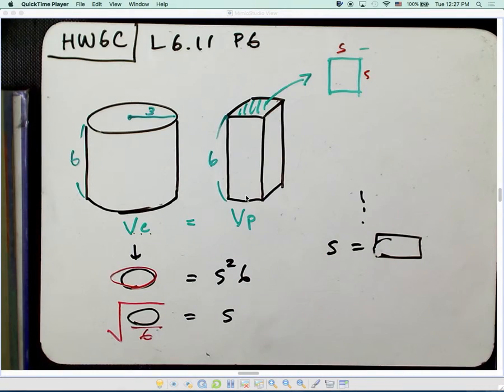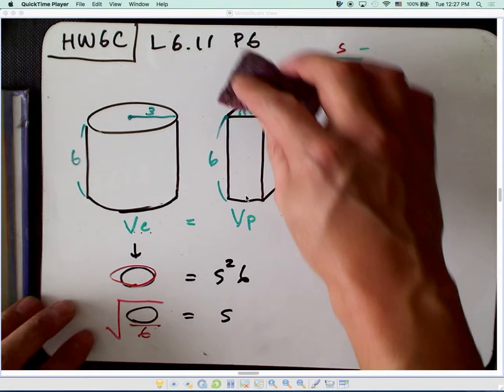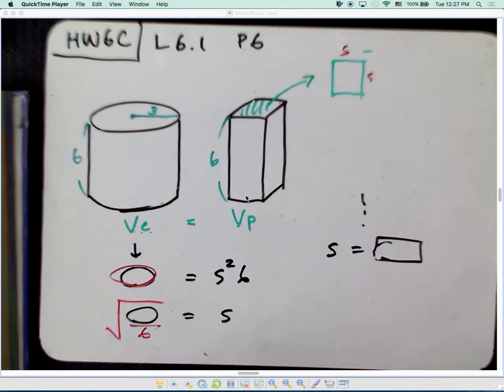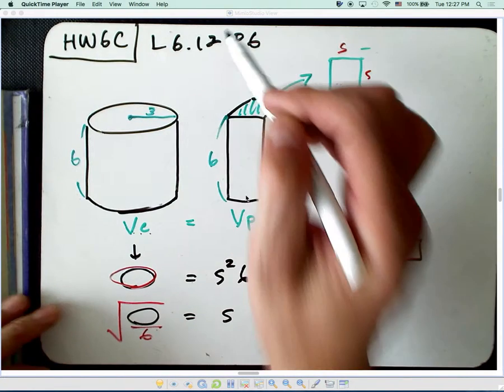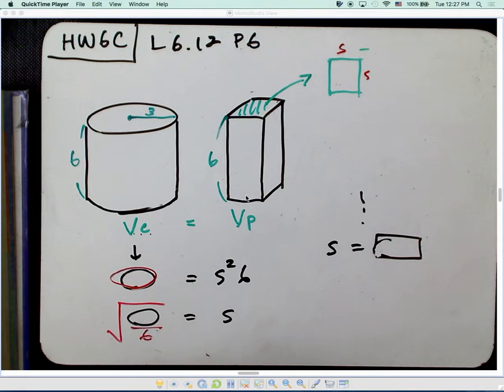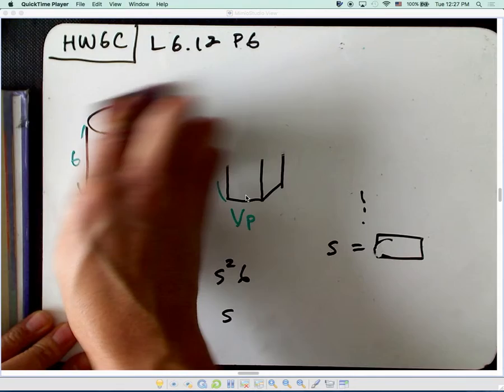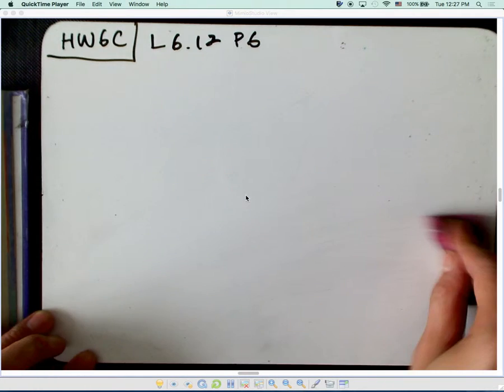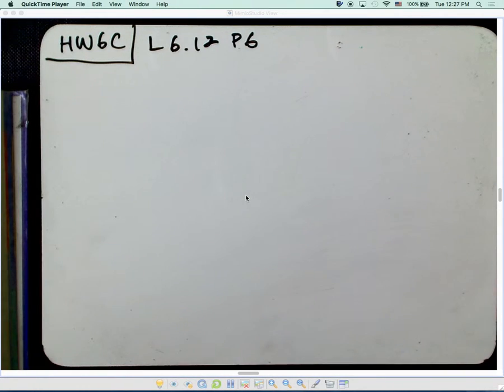Let's go to lesson 6.12. Let's look at problem number 6. It says the base of the cone has radius 2 feet, and the height of the cone is 6 feet. What is the volume of the cone?